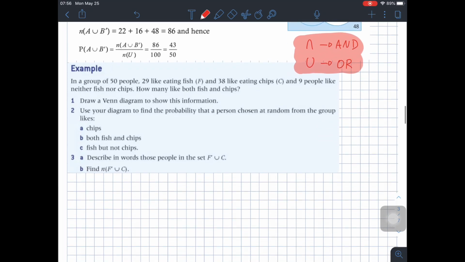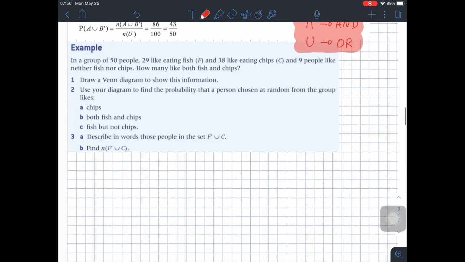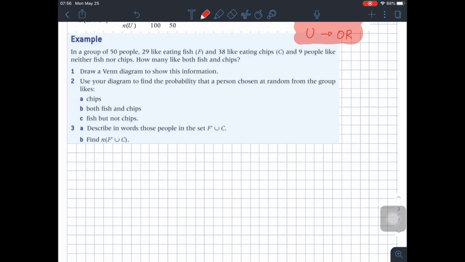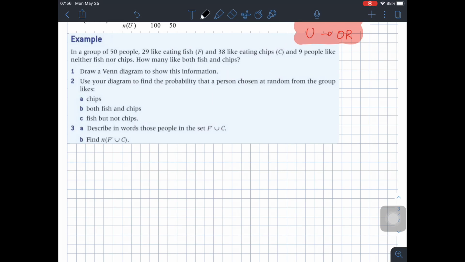Okay, so let's see this example to ground concepts. It says in a group of 50 people, 29 like eating fish, 38 like eating chips, and 9 people like neither fish nor chips. How many like both fish and chips? Okay, so let's do our Venn diagram for this situation. I'm going to make the universe first. The universe should look something like this.